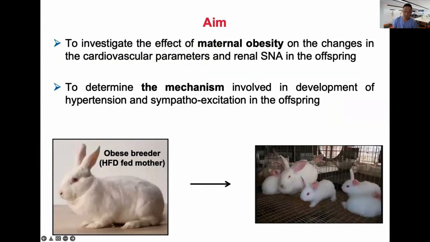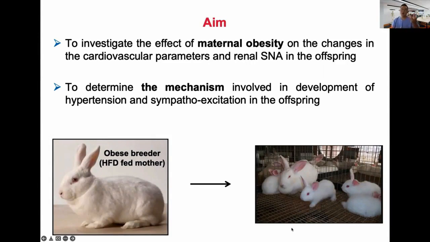So the aim of the developmental programming study was to investigate the effect of maternal obesity on the changes in the cardiovascular parameters and renal sympathetic nerve activity in the offspring. And we wanted to determine the mechanism of this programming effect of hypertension and sympathoexcitation.